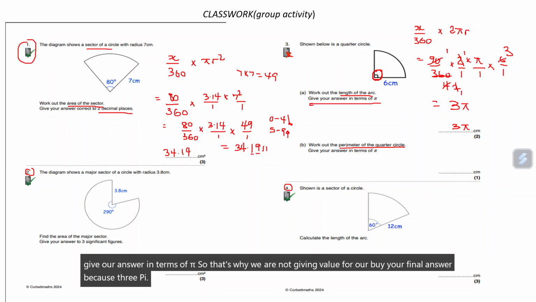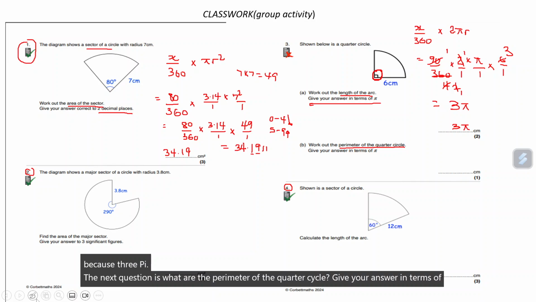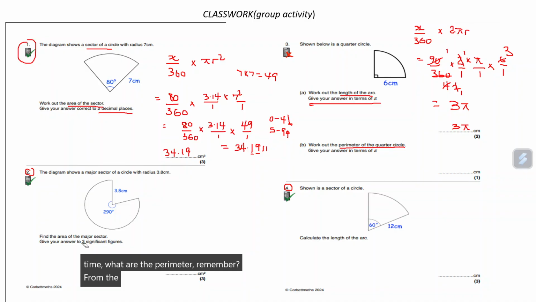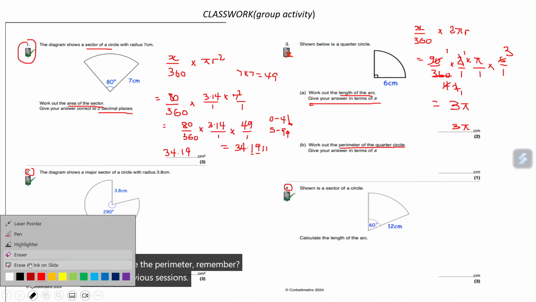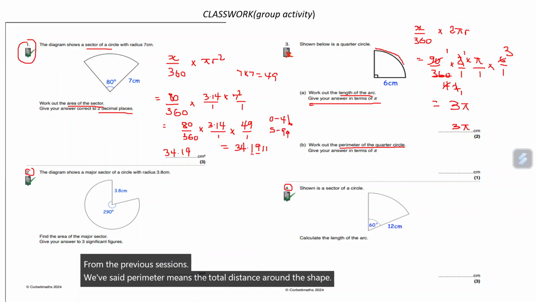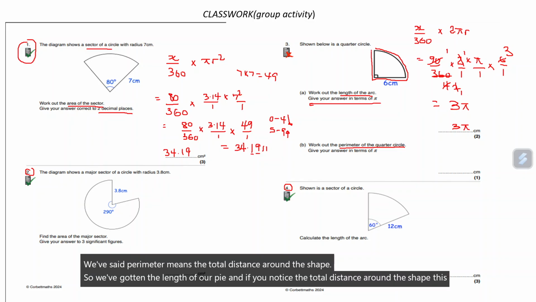The next question is work out the perimeter of the quarter circle. Give your answer in terms of pi. Work out the perimeter. Remember from the previous sessions, we've said perimeter means the total distance around the shape. So we've gotten the length of our arc, and the total distance around the shape is the perimeter.